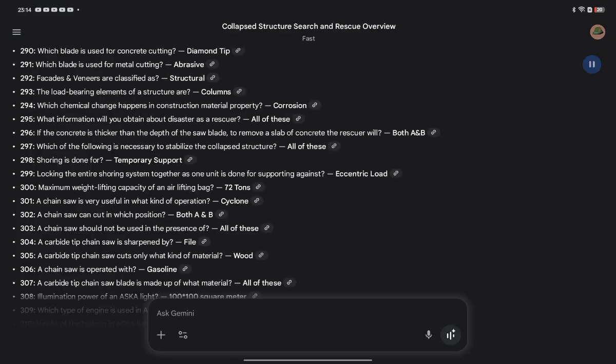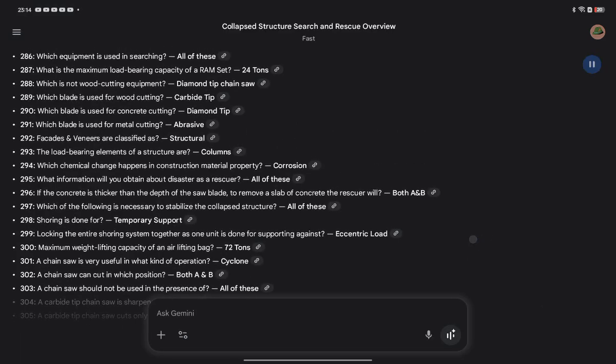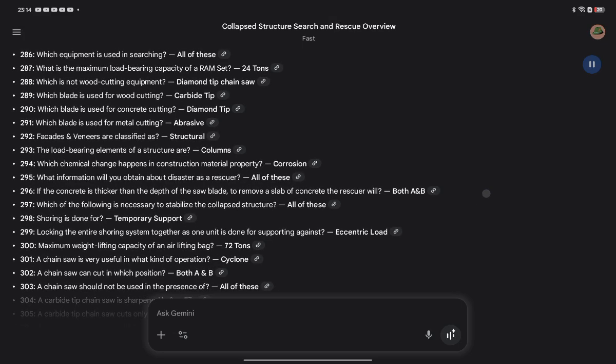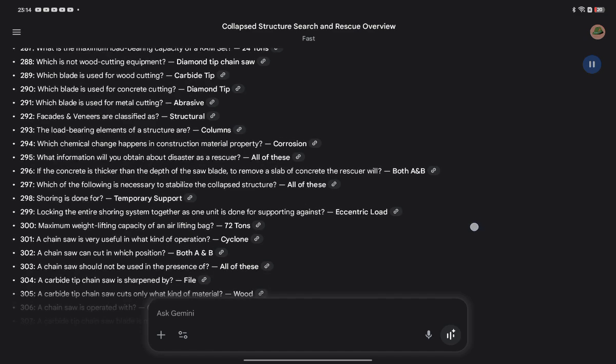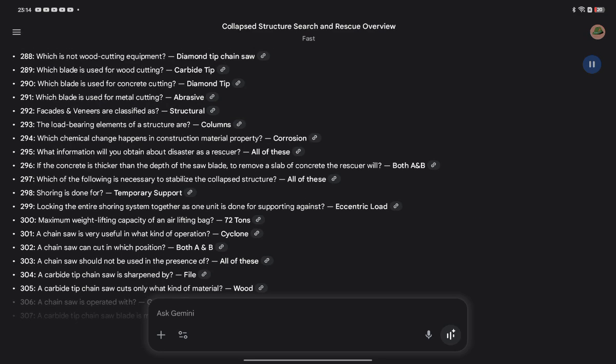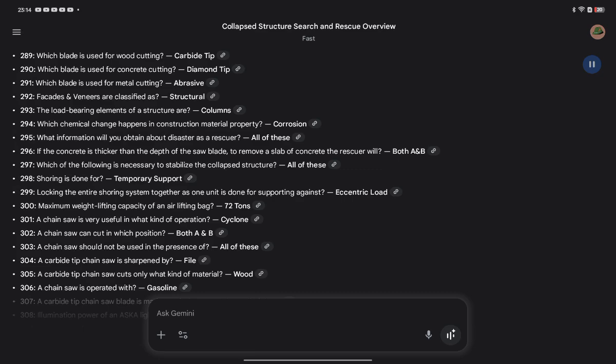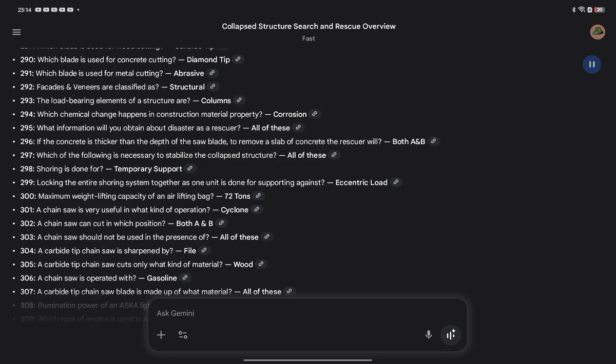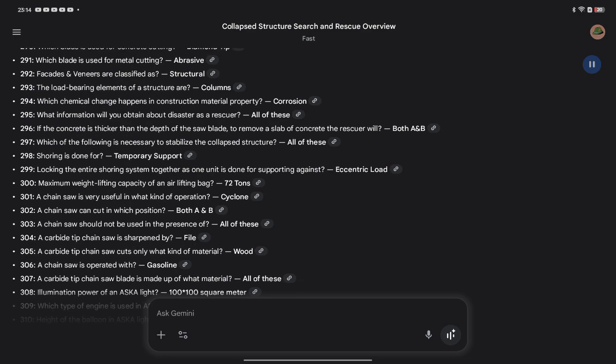All of these. 287. What is the maximum load-bearing capacity of a ramset? 24 tons. 288. Which is not wood-cutting equipment? Diamond tip chainsaw. 289. Which blade is used for wood cutting? Carbide tip. 290. Which blade is used for concrete cutting? Diamond tip. 291. Which blade is used for metal cutting? Abrasive.